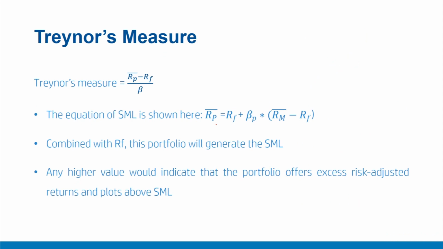Please note, if we examine this SML, any portfolio that lies above this SML offers excess risk-adjusted return, and therefore a large number of investors would like to hold this portfolio. This portfolio is obviously undervalued as per SML. If any portfolio is below this line, that means it is overvalued, and a lot of investors would like to either liquidate or short this portfolio.